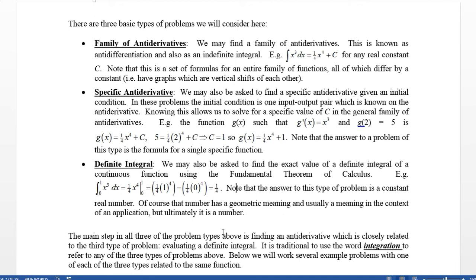So in our next video, we're going to start working through some examples. The way we're going to do this is I'm going to start with a function, and we're going to find a family of antiderivatives for that function. Then I'm going to give you an initial condition, and we're going to find a specific antiderivative for that particular function with that initial condition. And then I'm also going to give you some limits, and we're going to find the definite integral of that function over that specific interval. So come back to the next video and we'll start putting this to work in some more examples.